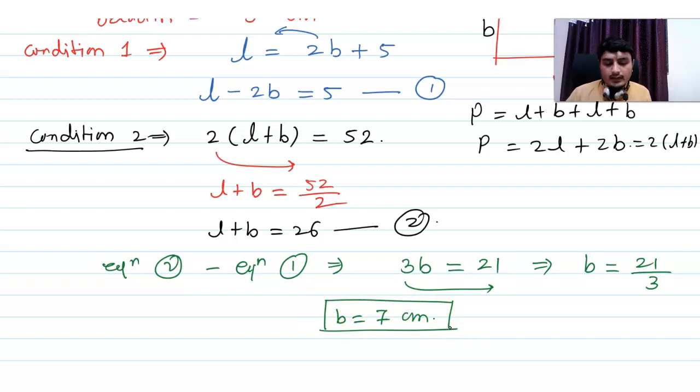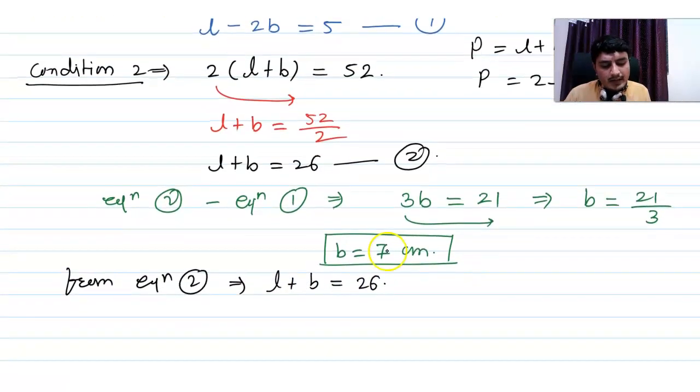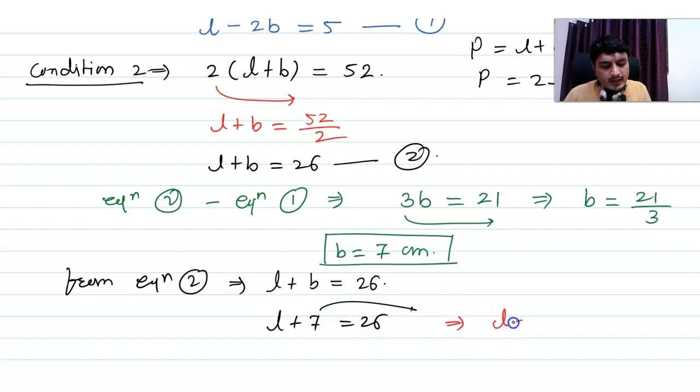Now to evaluate the length, use equation number 2, because here L and B both have coefficient 1, the simplest equation. So from equation 2 we have L plus B equals 26. Replace B by its value 7. So L plus 7 equals 26. Shift that 7 from LHS to RHS, so L is 26 minus 7, that is 19. So the length of the rectangle is 19 centimeters.